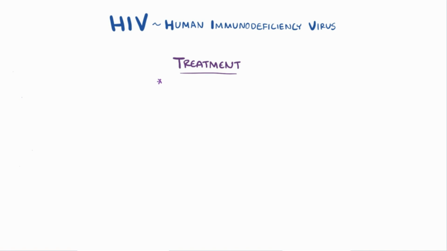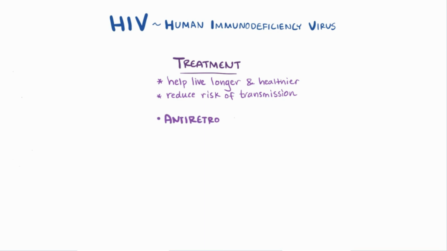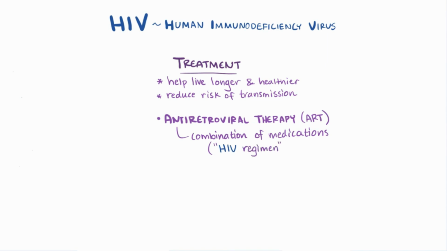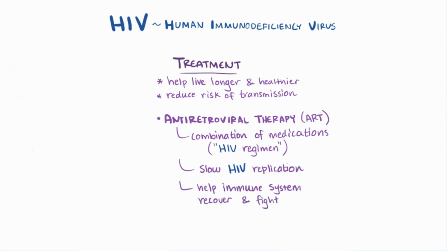Treatment, however, can help somebody with AIDS live longer, healthier lives, and help reduce the risk of transmission. The primary method is to use antiretroviral therapy or ART. ART isn't a single medicine but a combination of medicines known as an HIV regimen. This helps slow down HIV replication, which gives the immune system a chance to recover and help fight off other infections more effectively.